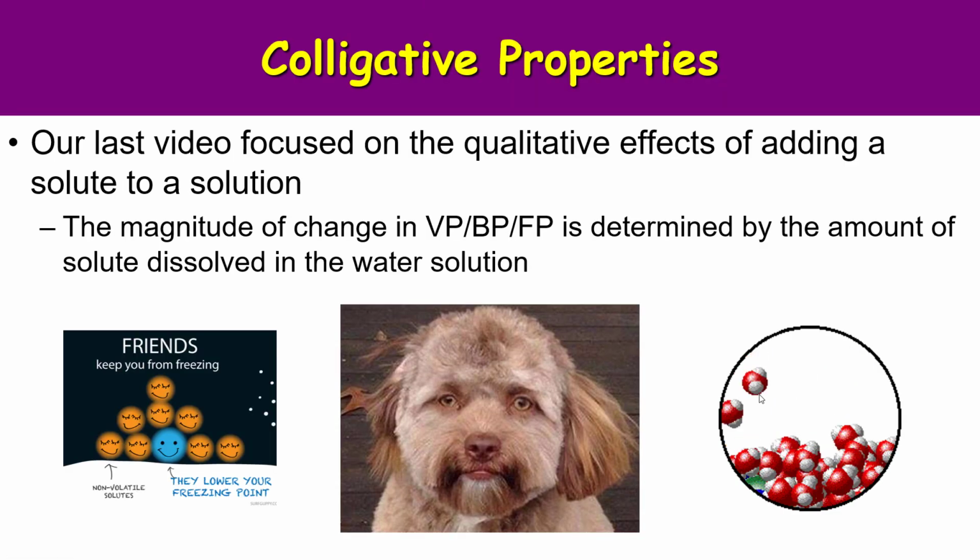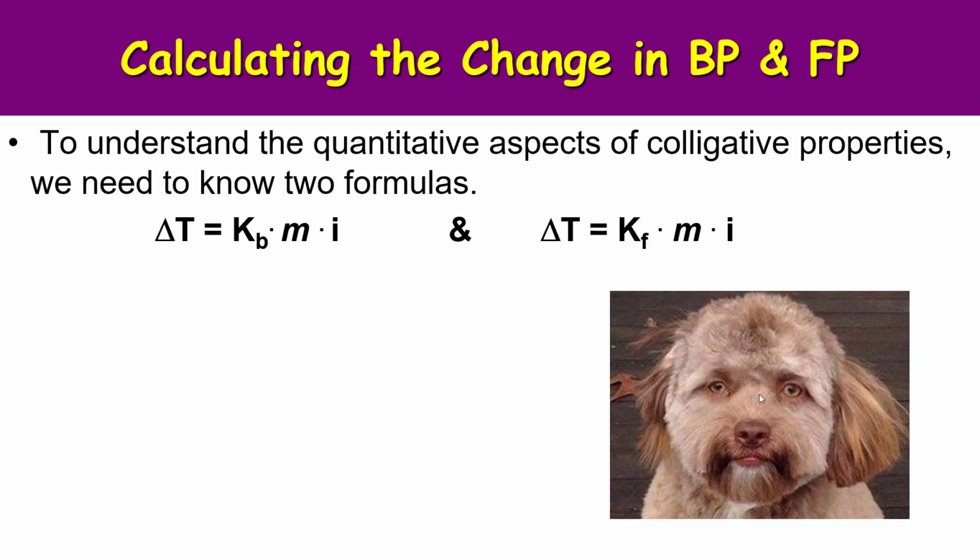So thinking back to our last video, we focused on the qualitative effects of adding a non-volatile solute to a solution. And we saw that vapor pressure, boiling point, and freezing point were changed. We saw that the vapor pressure was lowered, the boiling point was increased, and the freezing point was depressed. And the amount that they were changed really depended on the amount of solute particles that were actually dissolved in the solution. Well, in this video, we're going to focus on the quantitative aspects of colligative properties and actually calculate what that change is. How much does the boiling point go up? How much does the freezing point go down?